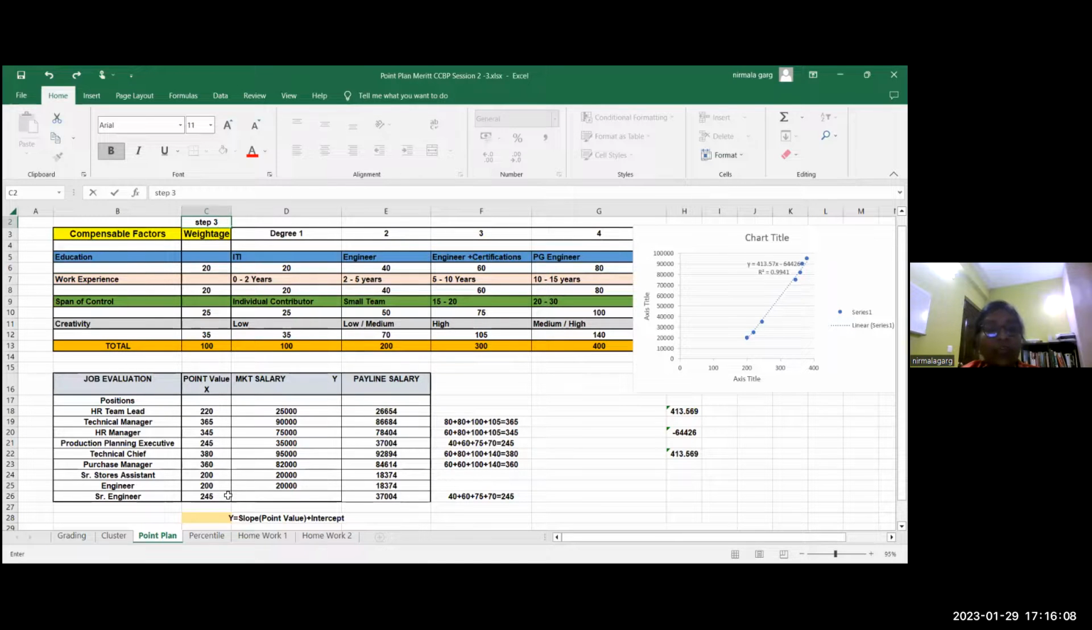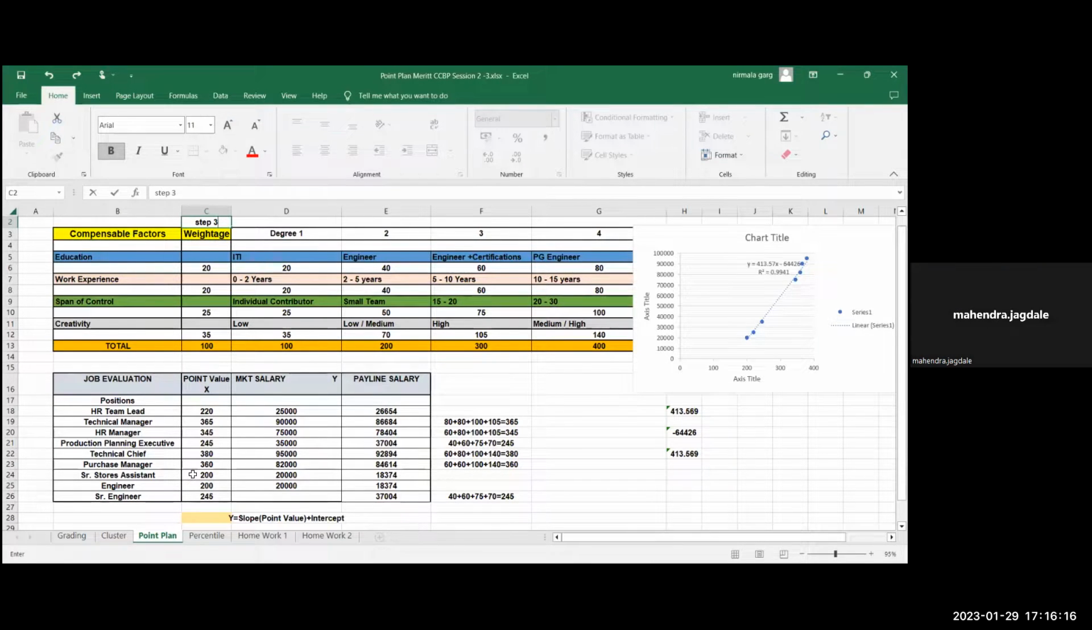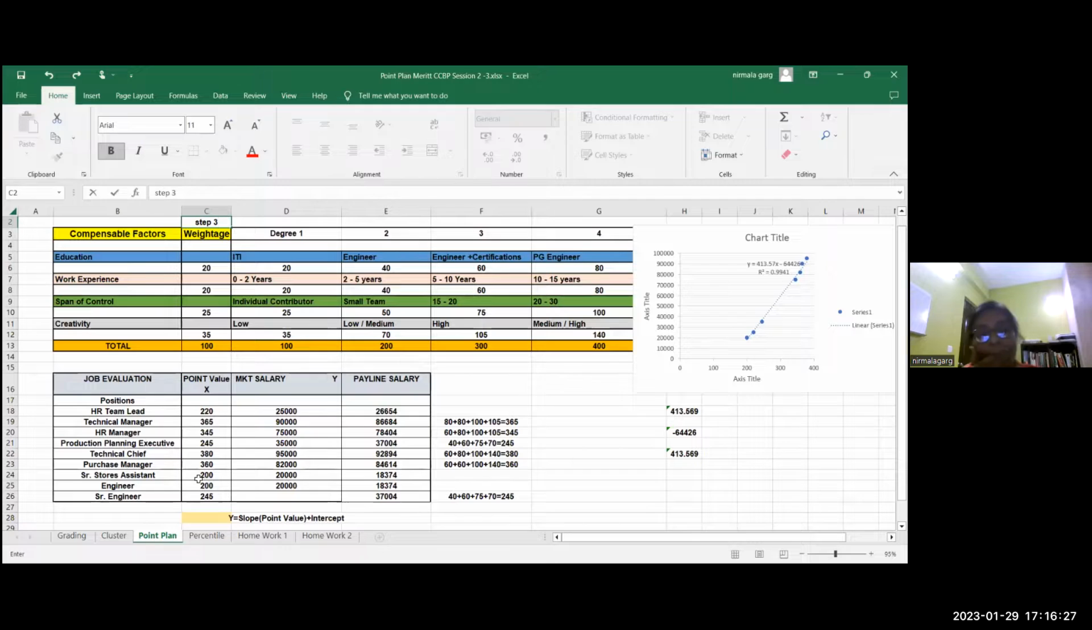Now, which position do you think is the highest position? The position with the highest points. Which is that position here? Can you make out? Technical chief. Technical chief, 380. And the lowest? 200. Engineer. There are 2 positions, 200, 200, right?